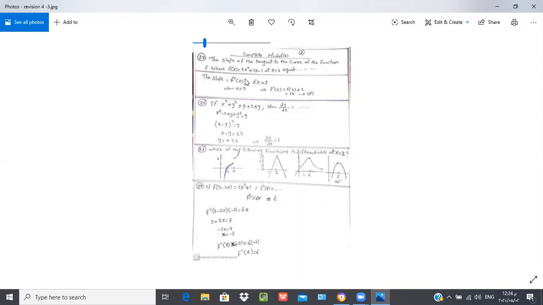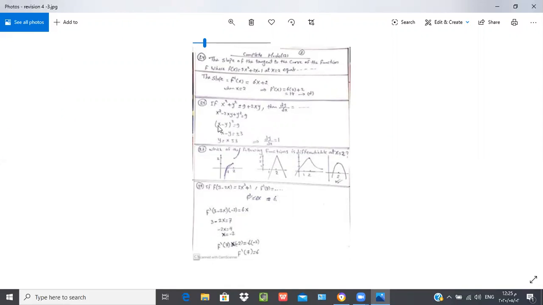So the derivative here equals 6x plus 2. The derivative here, the 2 multiply 3, it will be 6. 6x plus here 2 without x, 2. He asks you to find when x equal 2. Instead of x, I will put 2. 6 multiply 2, 12 plus 2 will be 14.